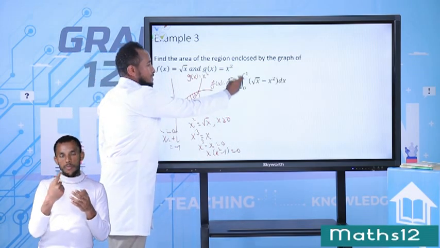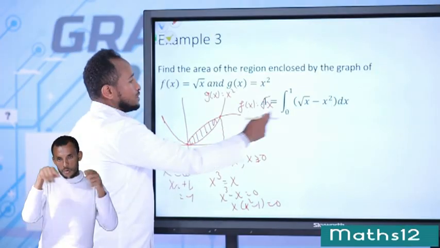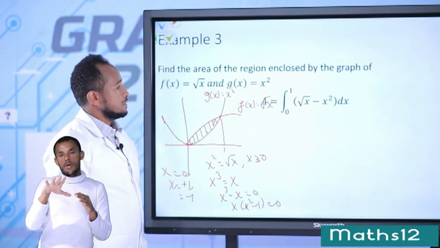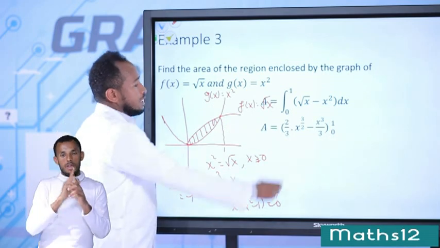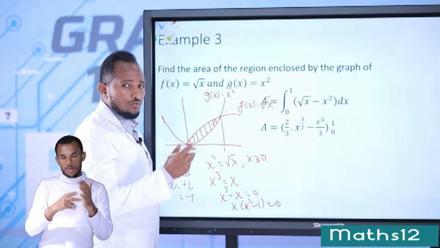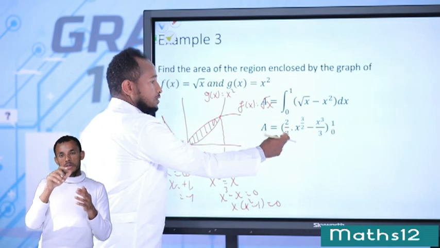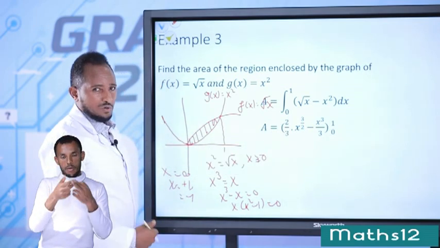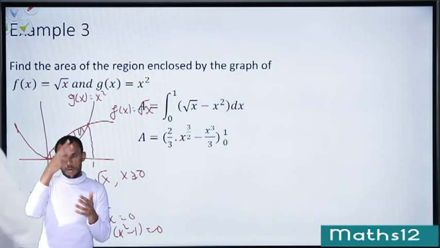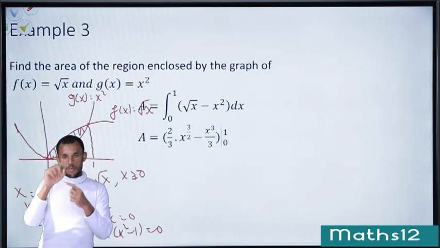So the area will be the integration from 0 to 1 of the upper function, the square root of x, minus the lower function, x squared, dx. So the answer will be the integration of square root of x, which means x to the power of 1 over 2. You add 1 to its power, so it becomes x to the power of 3 over 2 times 2 over 3, minus the integration of x squared, which is x cubed over 3, from 0 to 1.